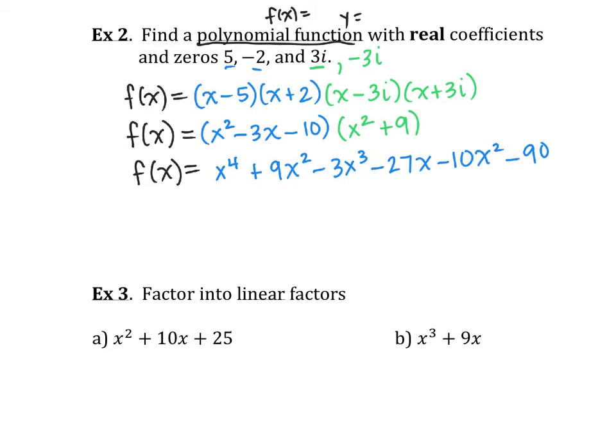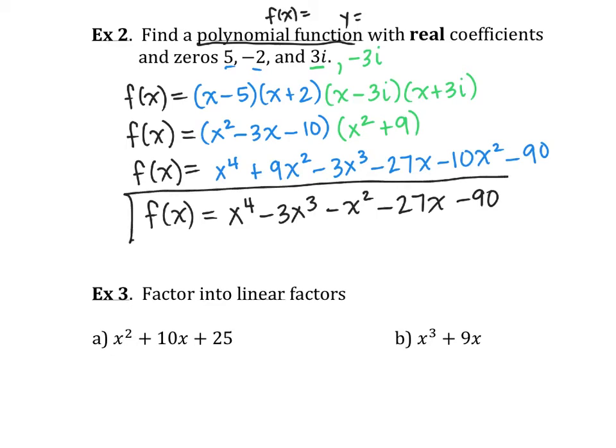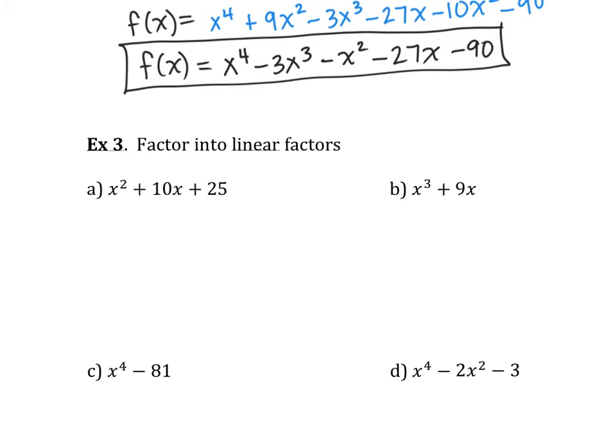And you typically put them in standard form, so in descending degree. So x to the 4th is first. Let's see, where do I have x cubed? I have negative 3x cubed. And for x squared, I have 9x squared minus 10x squared, so negative x squared, minus 27x minus 90. So this polynomial would give me the 4 answers I'm looking for. Okay, we're going to keep going. This is a long section.